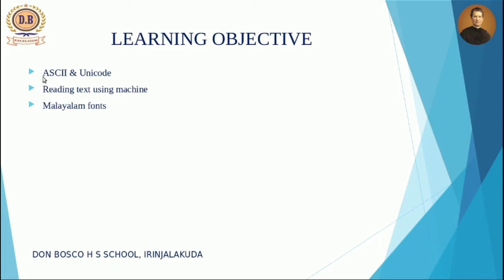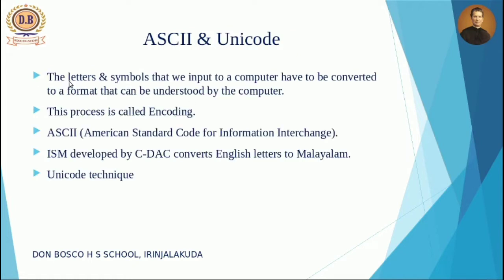Today we are going to learn three topics, that is ASCII and Unicode, then reading text using machine, then Malayalam phones. So let's start with our first topic, ASCII and Unicode. The letters and symbols that we input to a computer have to be converted to a format that can be understood by the computer. So whatever we give as input into the computer, sometimes it cannot be understood by the computer. So first of all, we have to convert that into a format that can be understood by the computer, and that process is known as encoding.